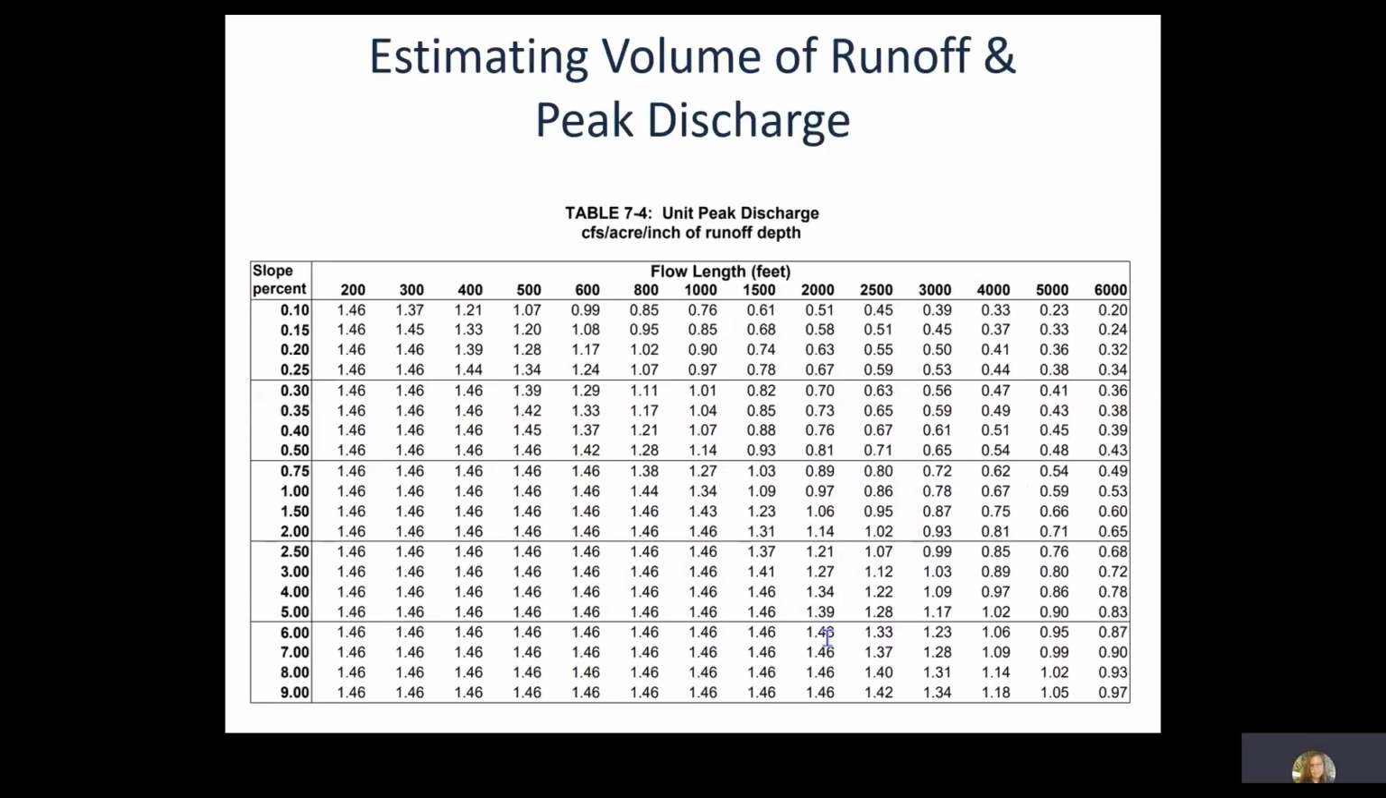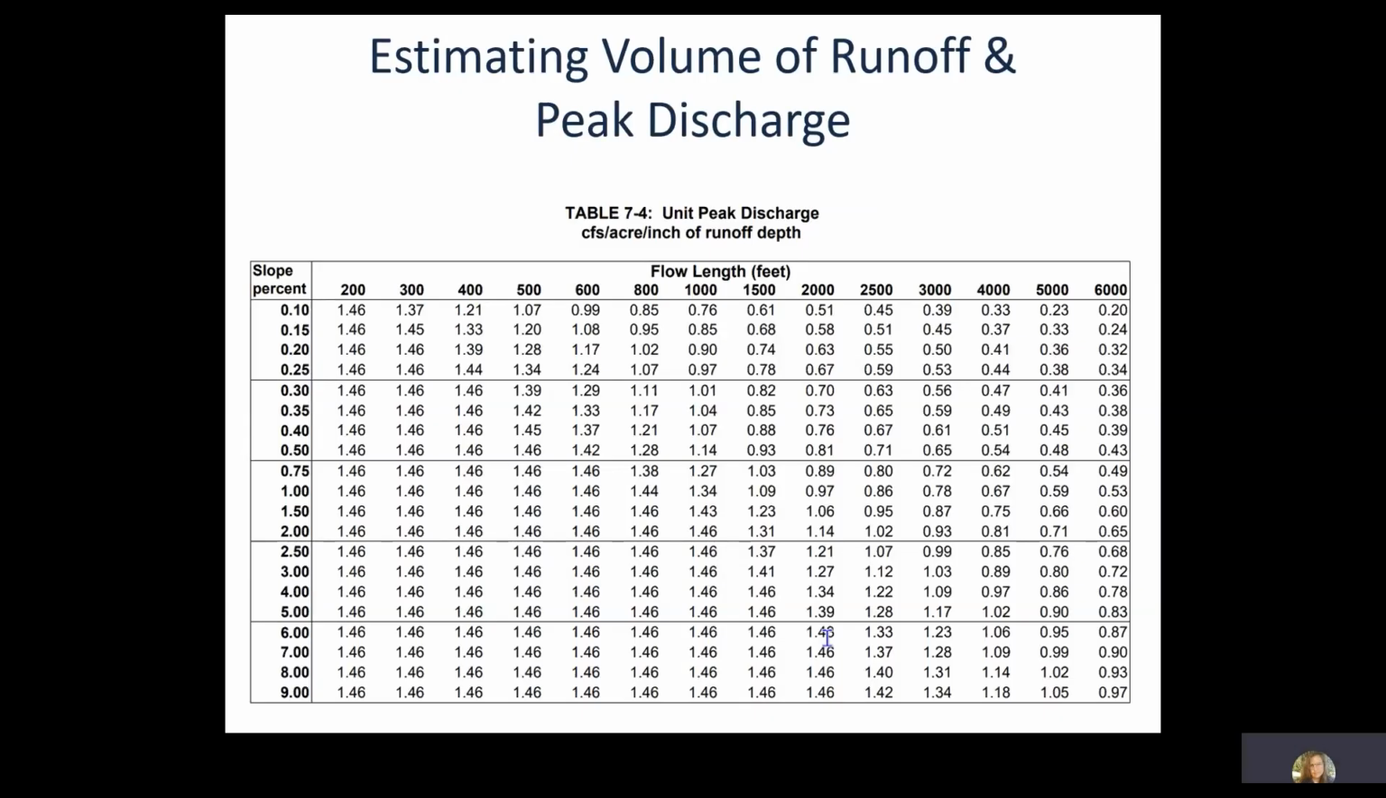There is one more variable to take into consideration when determining the peak discharge from a site, and that is unit peak discharge. Unit peak discharge takes into account the slope percent and the length of that flow path, as can be seen in Table 7-4. The unit peak discharge is used in the calculation to obtain overall peak discharge, as we will see next as we complete the practice problems at the end of Unit 7.